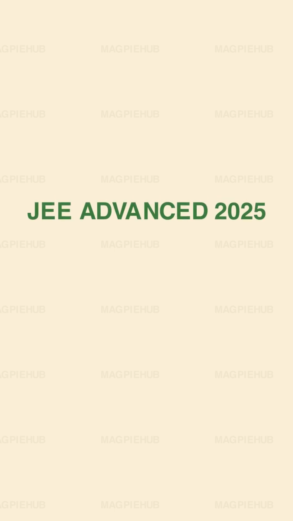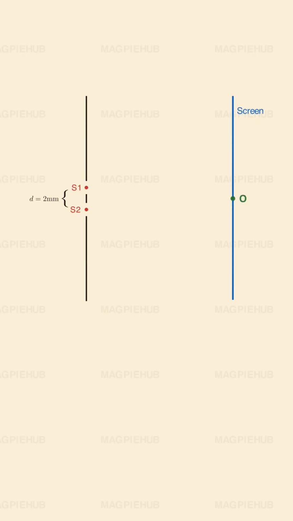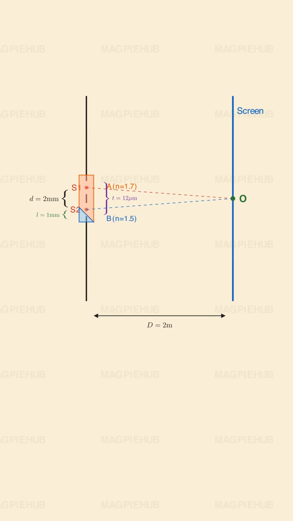JEE Advanced 2025, Paper 2, Physics, Question 14. Let us visualize the setup. We have a Young's double slit experiment. Two slits are separated by a distance d equals 2 millimeters. A screen is placed at a distance D equals 2 meters from the slits.